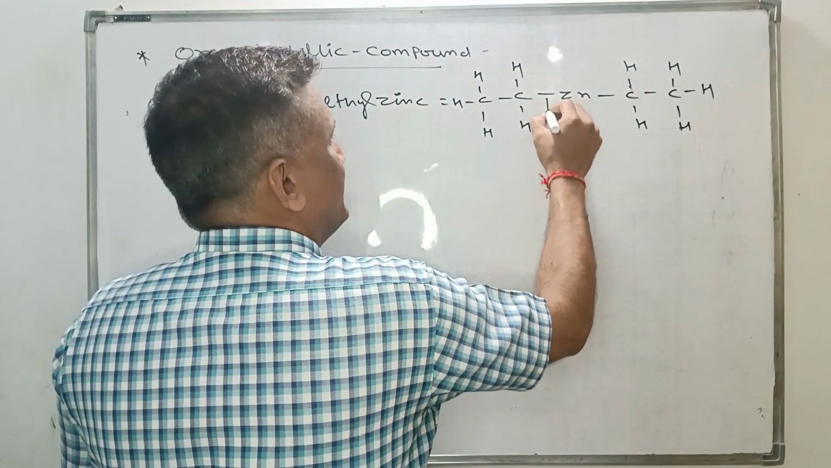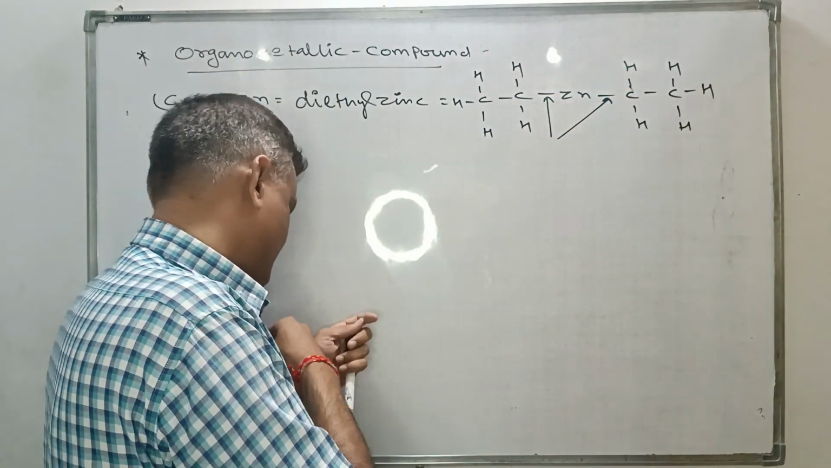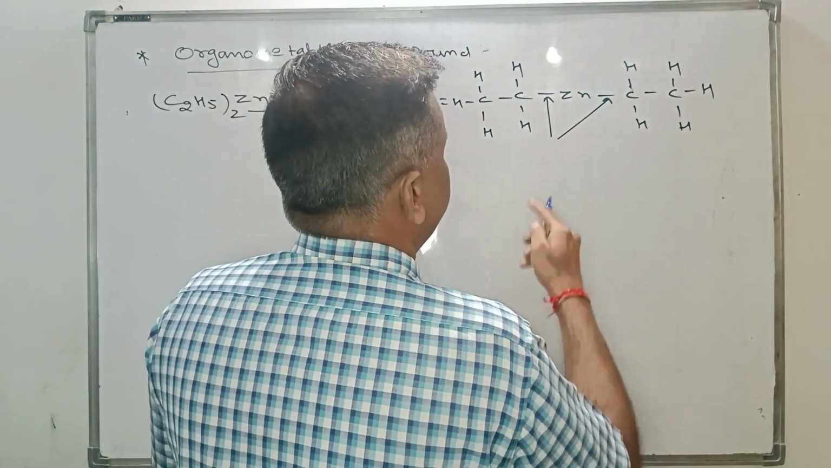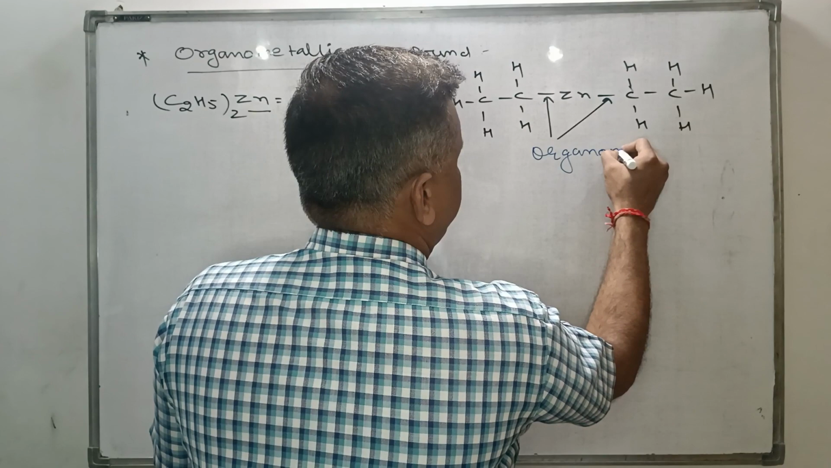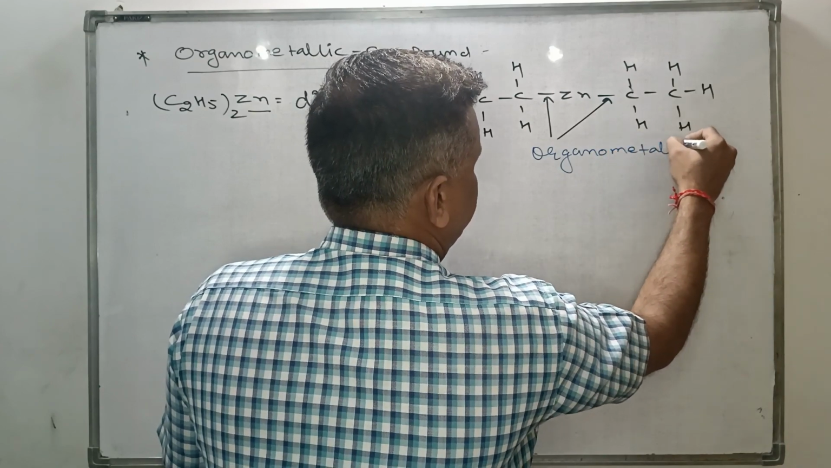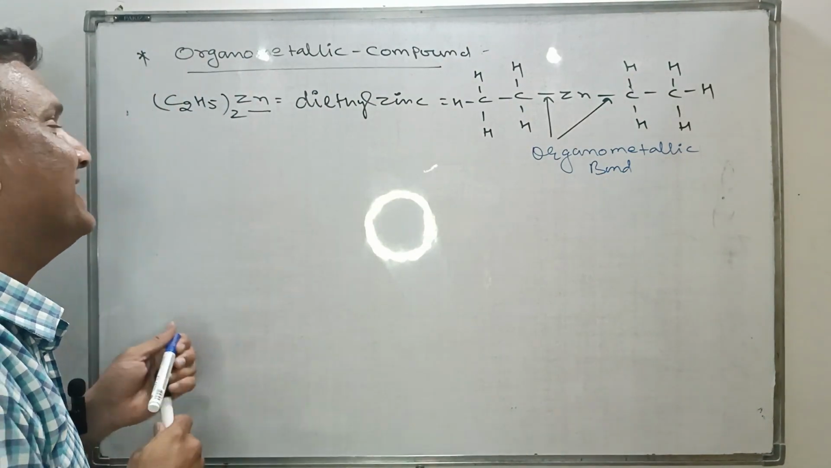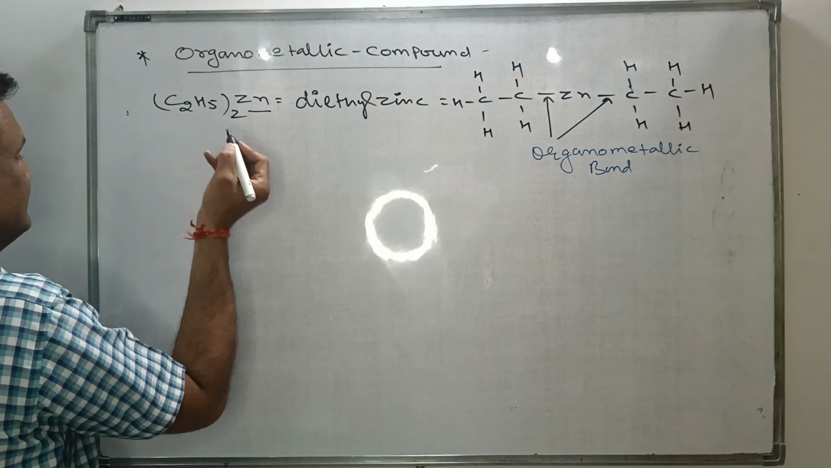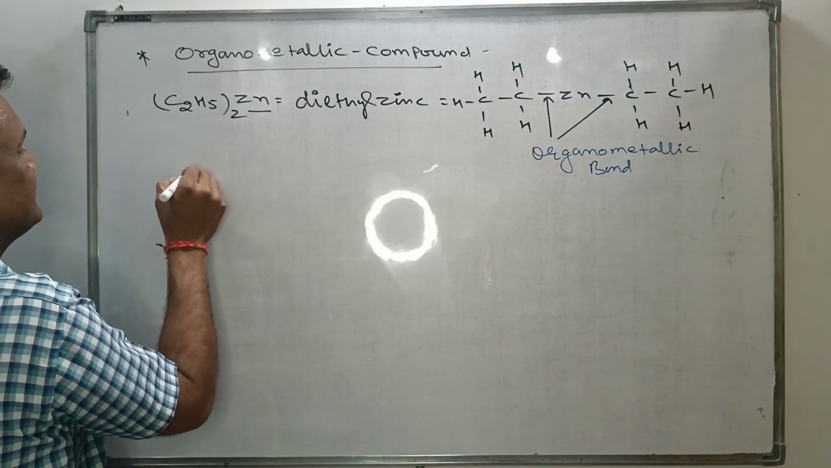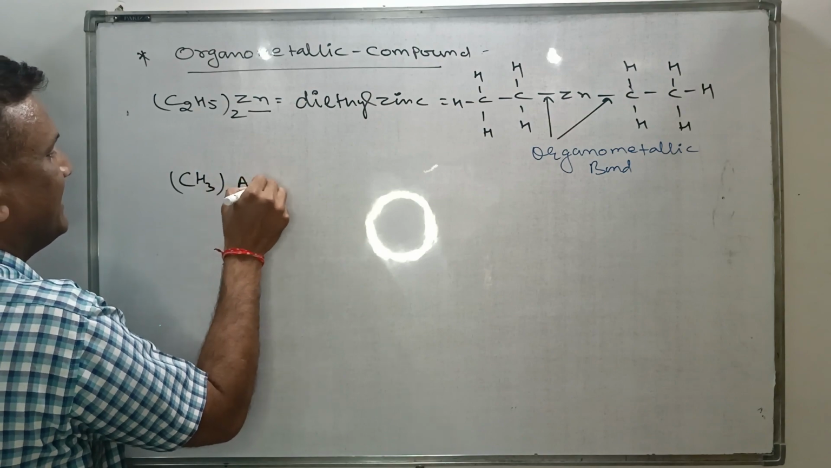This is an organometallic bond, and this is also an organometallic bond, and this too is an organometallic bond. Regarding this, we can take a lot of examples, such as trimethyl arsine, (CH3)3As.